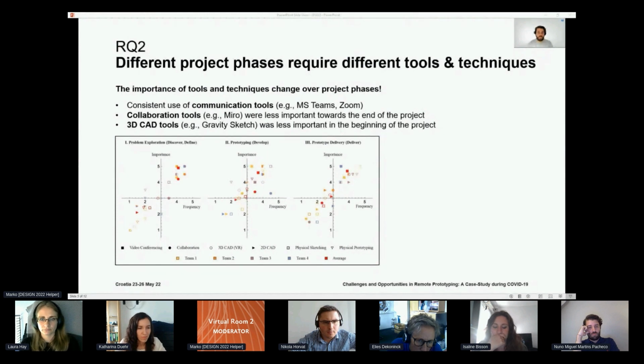And we can see that the teams differed in the use of prototype method and tools depending on the phase that they were in. However, we see that there was a consistent use of communication tools and collaboration tools during the entire process, but it can be noted that collaboration tools were rated less important towards the end, while also being used less frequently.